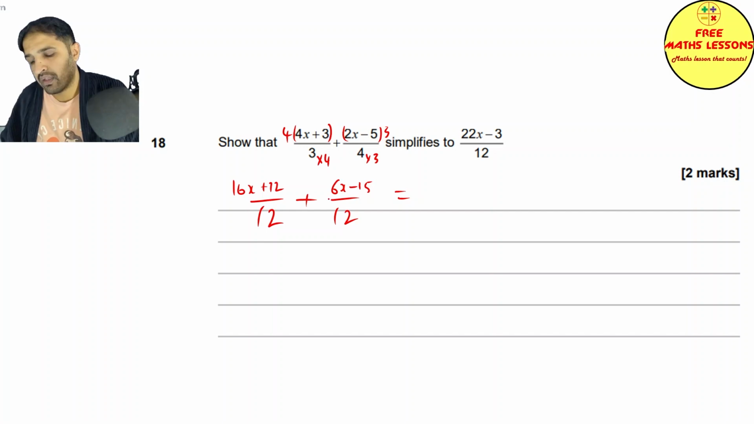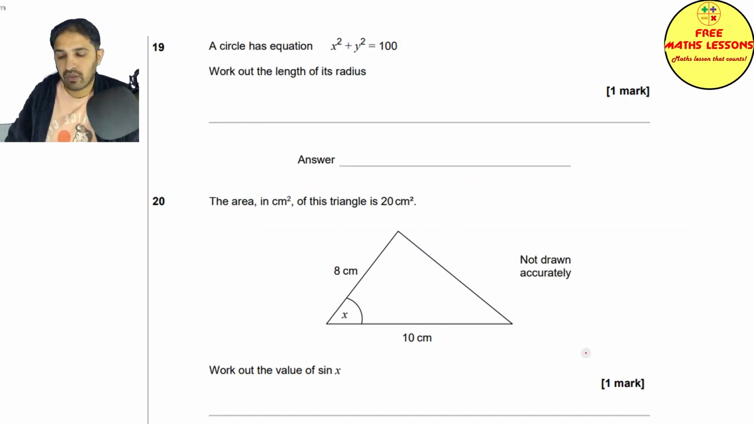So when we want to add the numerators together, we can collect the x terms together. So 16x plus 6x, because that's positive there. Adding them, 16x and positive 6x gives you 22x. Then 12 add -15 will give you -3, over 12. And that's it. That's all we needed to do.